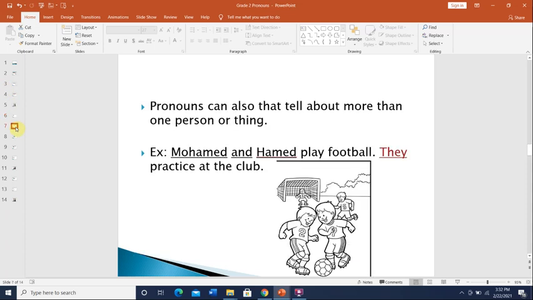All right. Here is another example. It says pronouns can tell about more than one person or thing. If I say Muhammad and Hamid play football, Muhammad and Hamid are more than one person. I can replace them with they. They practice at the club. So if I'm talking about more than one person, I can replace it with they.